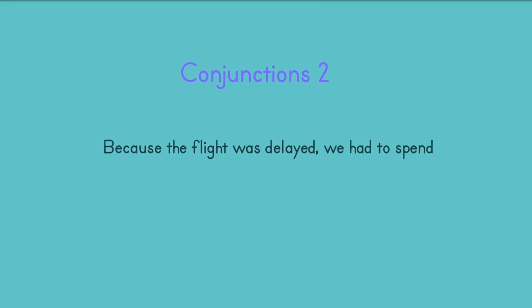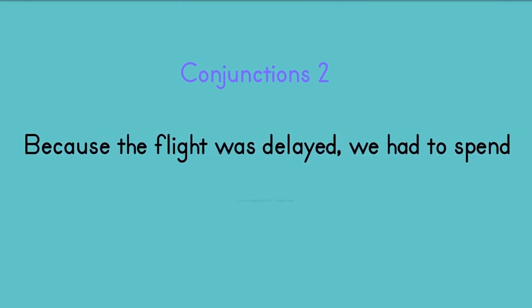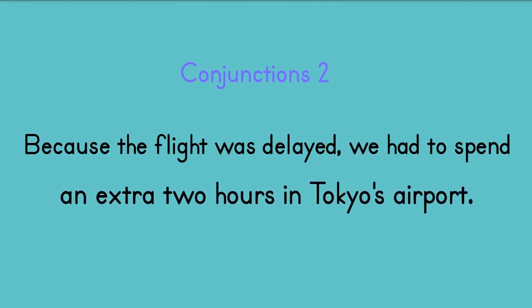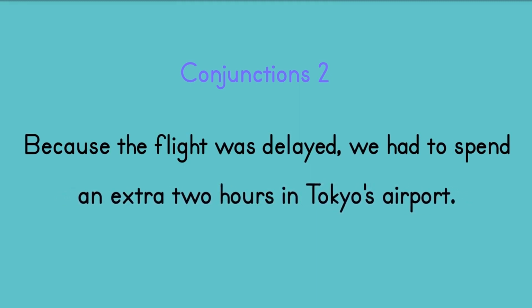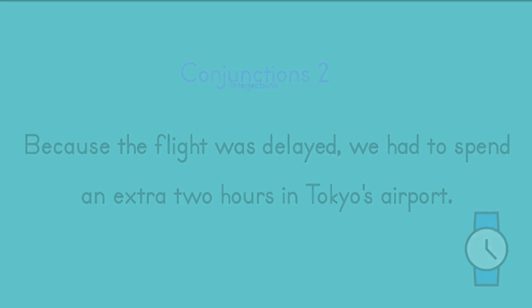In the example, because the flight was delayed, we had to spend an extra 2 hours in Tokyo's airport. The dependent clause, because the flight was delayed, is set off with a comma as it is placed before the independent clause, we had to spend an extra 2 hours in Tokyo's airport. The sentence, the flight was delayed, is made subordinate or dependent on the main clause as a result of the use of the subordinating conjunction, because. This establishes an unequal relationship between the two clauses, and it also shows a cause and effect relationship between them.